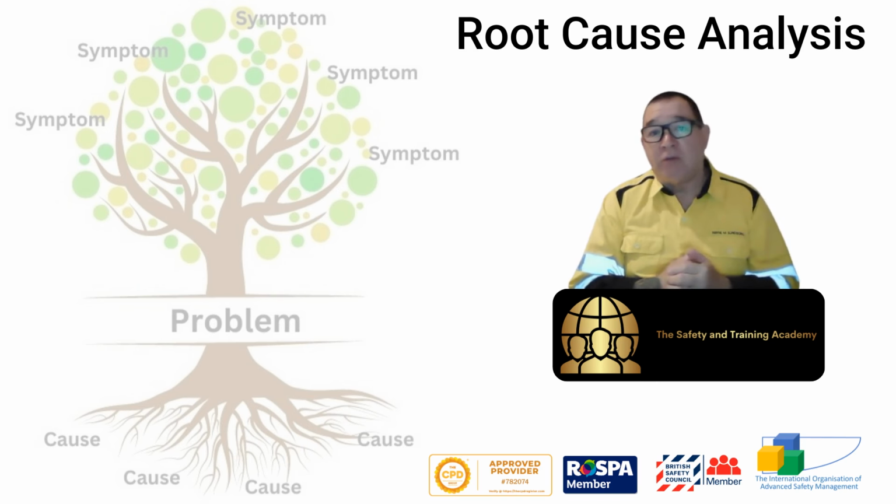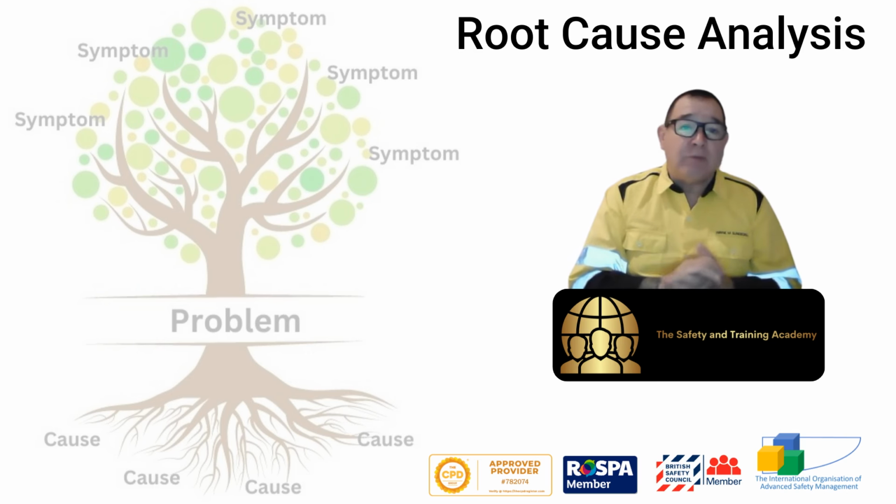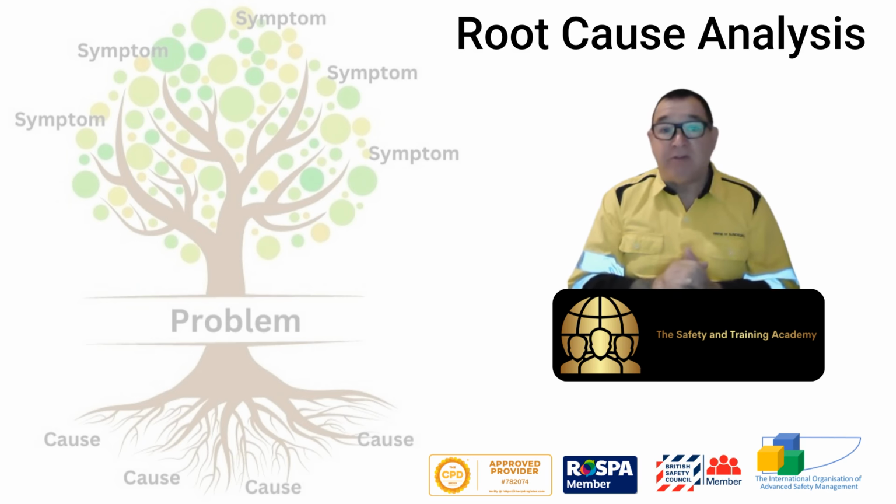Recommendation generation. Developing specific actionable recommendations to address the root causes. Implementation and tracking. Putting recommendations into practice and monitoring their effectiveness. By following this structured approach, organizations can gain deep insights into the underlying issues that contribute to accidents and develop targeted strategies for prevention.